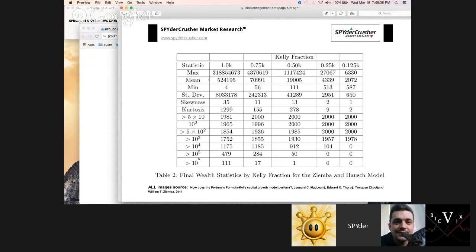You can see that the min, which is what we're going to pay attention to, was out of 2,000 trials from this white paper. What was the lowest possible account value, starting with 1,000? So you can see that the absolute lowest account value, starting with $1,000 on the 1/4 and 1/8 Kelly bet size, was $500, let's call it.